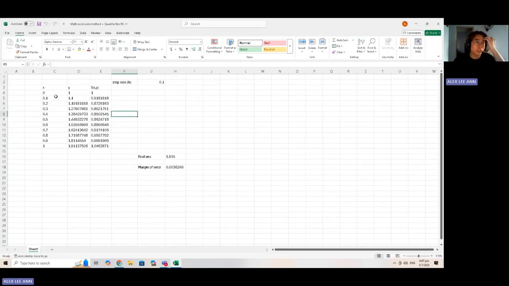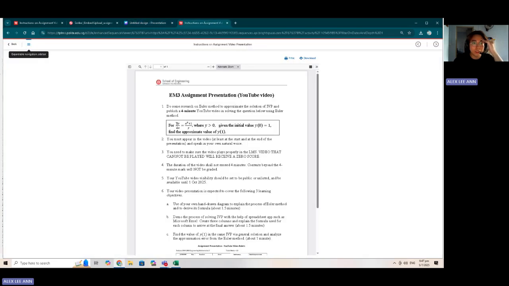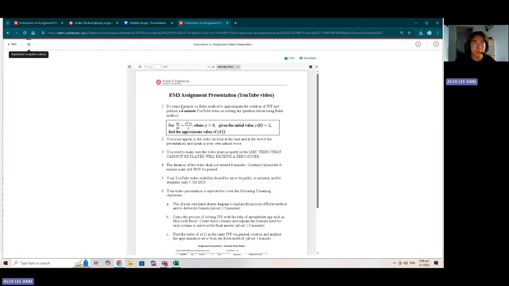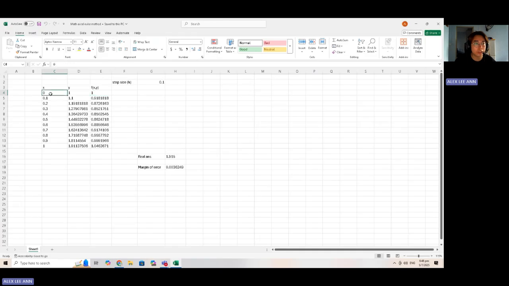This Excel sheet is for our formula. They're asking us to find dy over dx is equal to x squared plus 1 over y, and they're given that y at 0 is 1. So this is how I do it, and for my step size I just use 0.1. So it's from x is 0 and y is 1. For your f of x and y, we are using this formula, which is x squared, my x squared is this, and then plus 1, then that over my y.